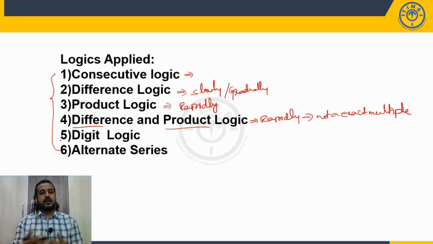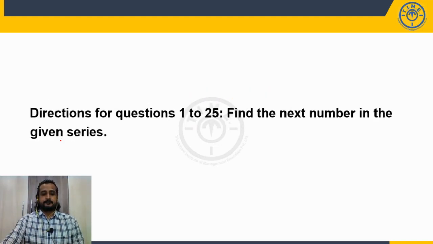Now let us see how the exercise questions are to be solved. For all 25 questions, the directions are the same: find the next number or missing number in the given series. It can be either one. Now let's answer the questions.